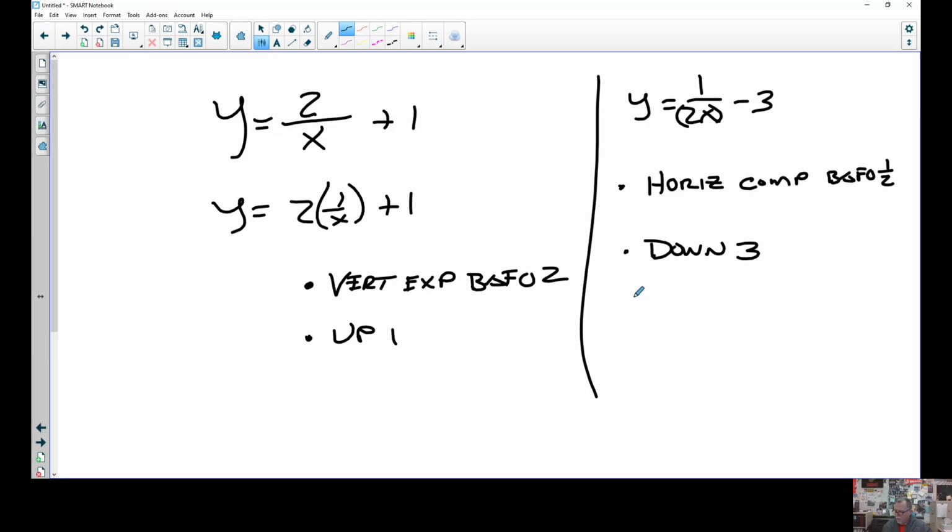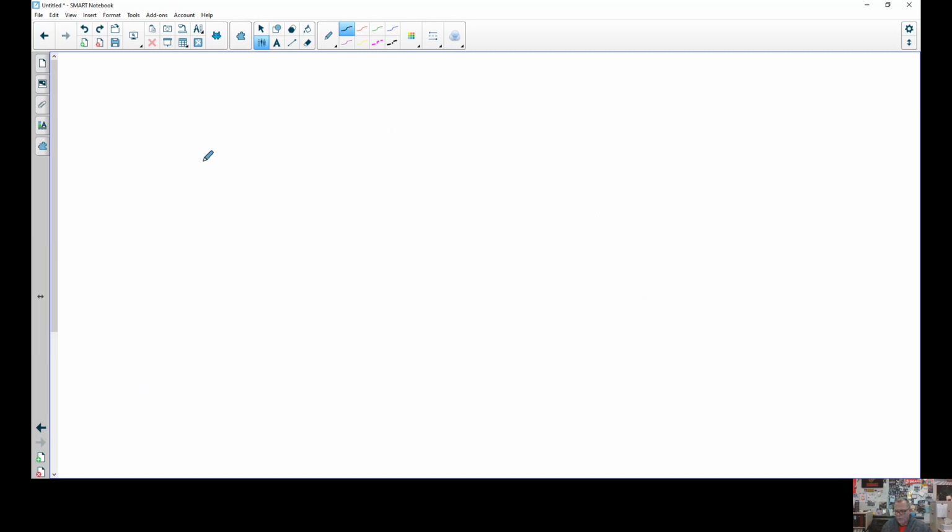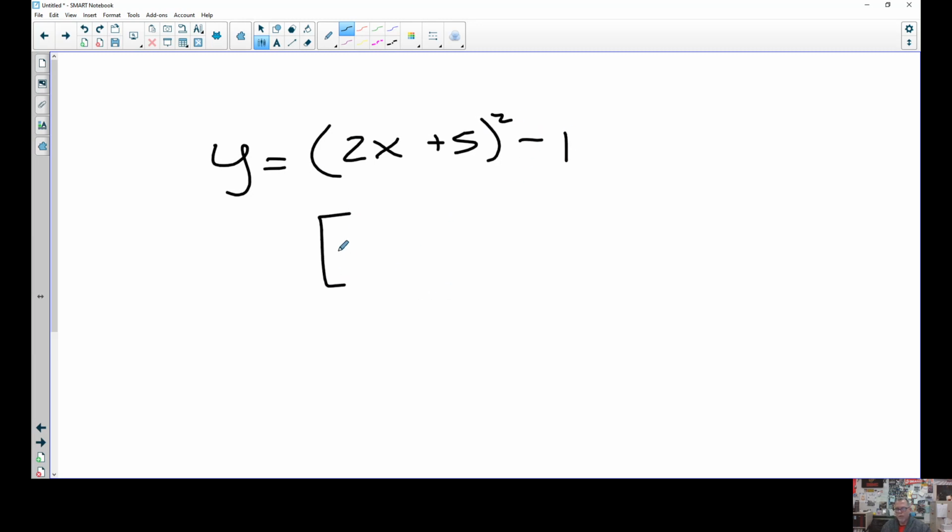And then we have, let's do another one. Let's do this one. Y equals, what do we want to do? Let's do 2x plus 5, that quantity squared, and then -1. So again, first thing I'm going to do with this is rewrite this as x plus 5/2, that quantity squared, -1.